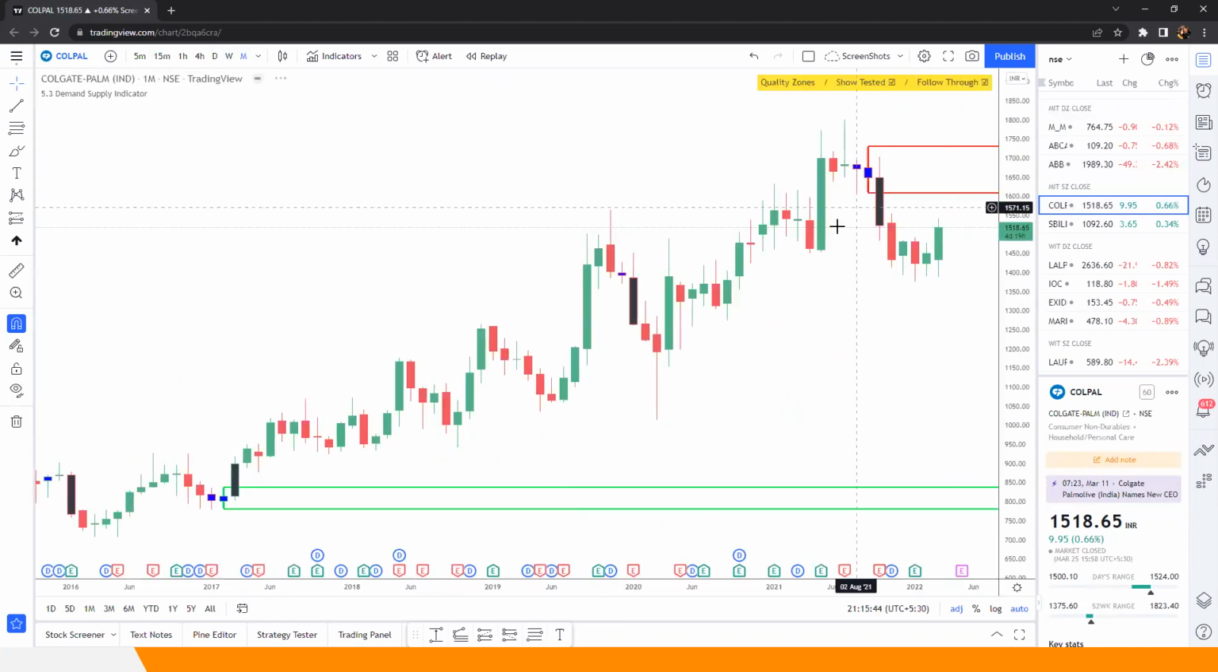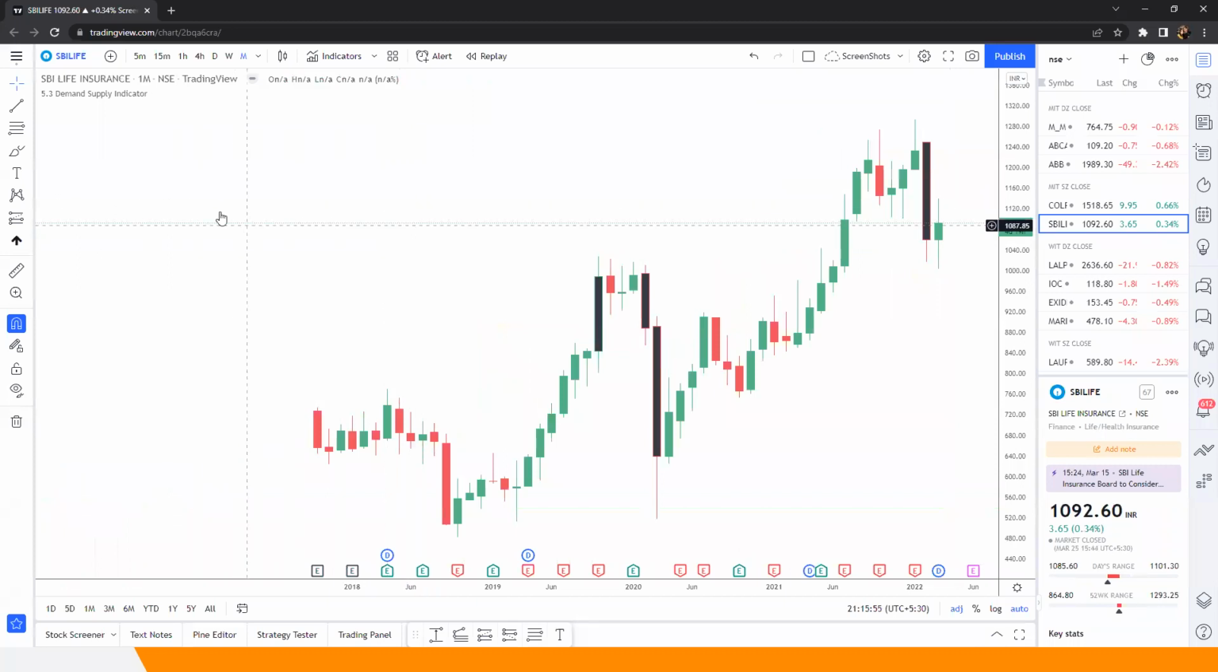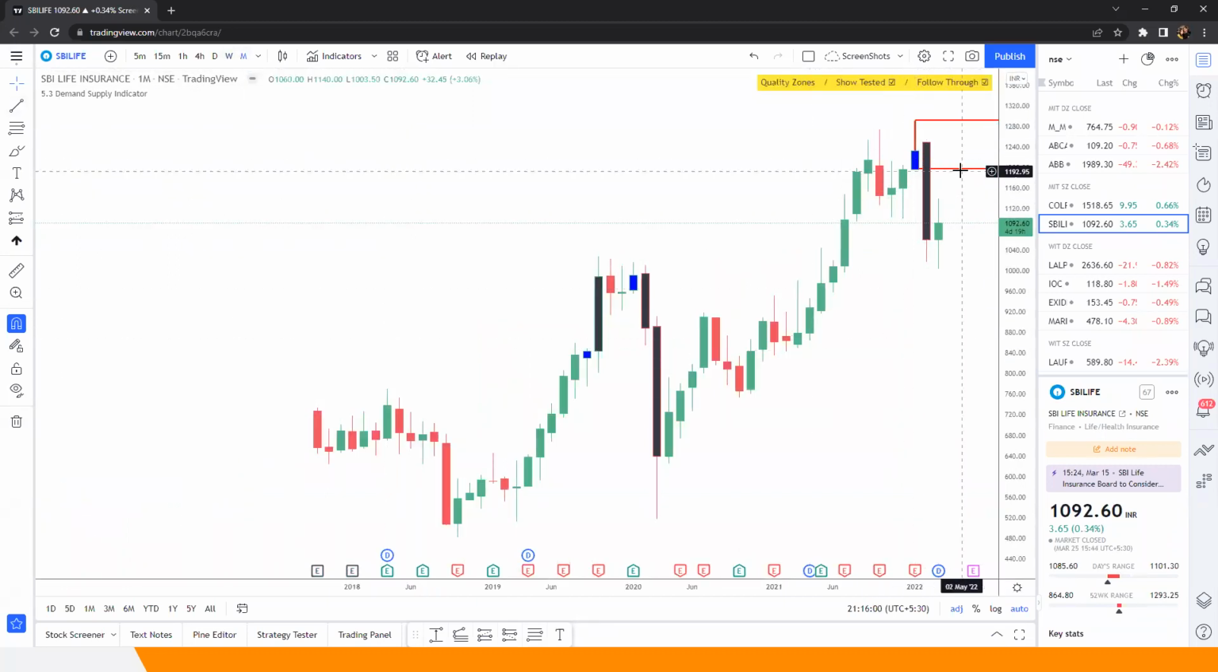I don't know why it gives me this issue. So now you can see we are getting closer to the supply, and that is why we have that notification, because this high would be within 5% proximity of this proximal line. Similarly, if I go to SBI Life, here also you can see this month we came pretty close. I mean, not pretty close, but yes, we came within that 5% proximity of the supply area.